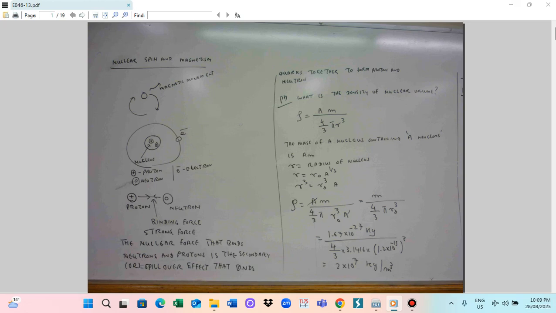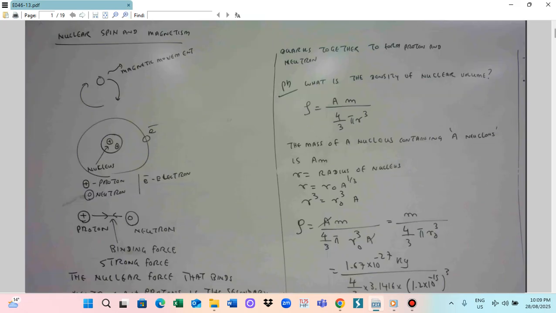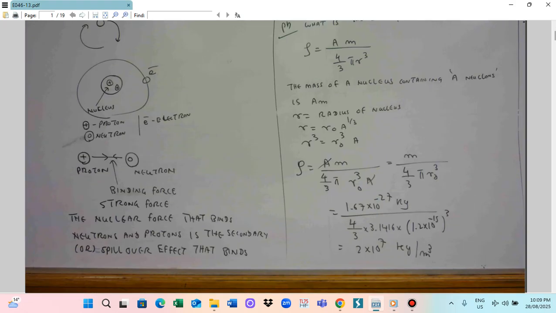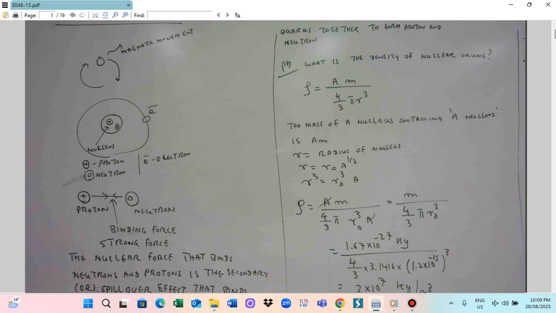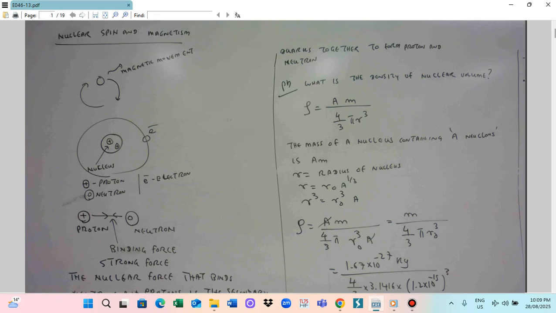When the nucleus is moving, it usually moves with angular momentum. This is what we call a spin. This nuclear spin also produces a magnetic moment. The nucleus usually moves in this spin, and moving, it can produce a magnetic moment. This is what we call nuclear spin and the magnetic moment.